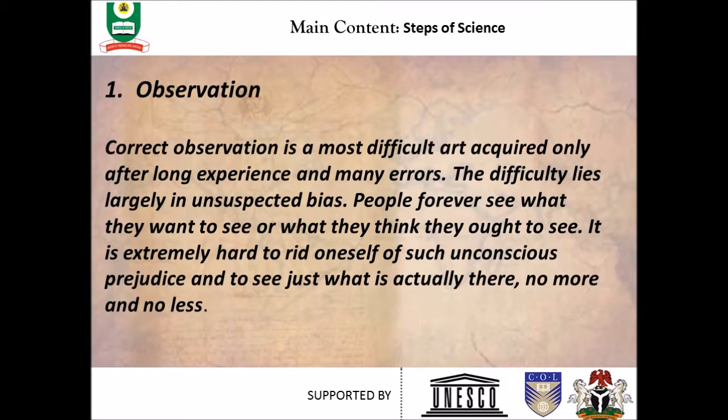People forever see what they want to see or what they think they ought to see. It is extremely hard to rid oneself of such unconscious prejudice and to see just what is actually there, no more, no less. This is the reason why a scientific observation must be repeatable. Science does not take any observation at face value. Several scientists must be able to repeat that observation independently and report the same thing for that observation to be of value to science. After an observation has been made, the second step of the scientific method is to define the problem.